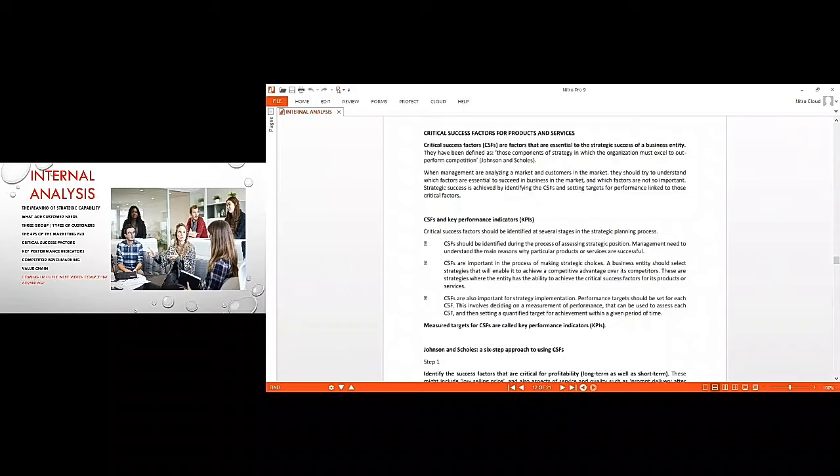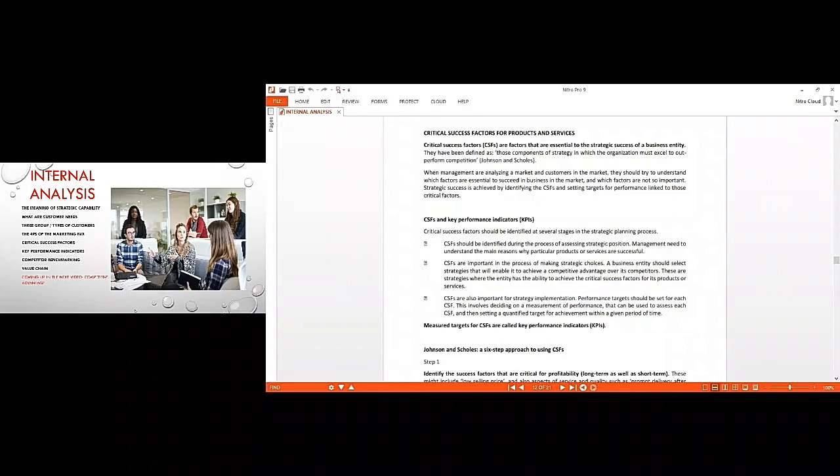Critical success factors are also important in strategic implementation. So by the time we are executing and fleshing up our organization, we must consider all these aspects of our operations, which we know will make us successful. Critical success factors should be identified during the process of assessing strategic positioning. Which organization do we want to form? What do we want to be selling? So we must consider, do we have what it takes to be in that market? Those things that it takes are the critical success factors.